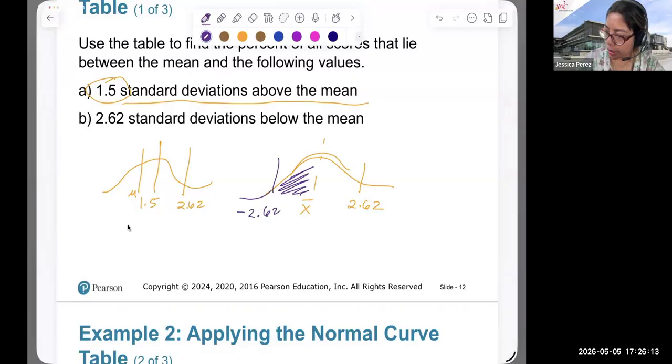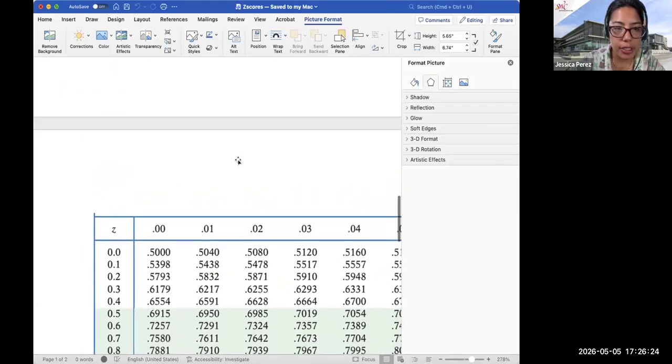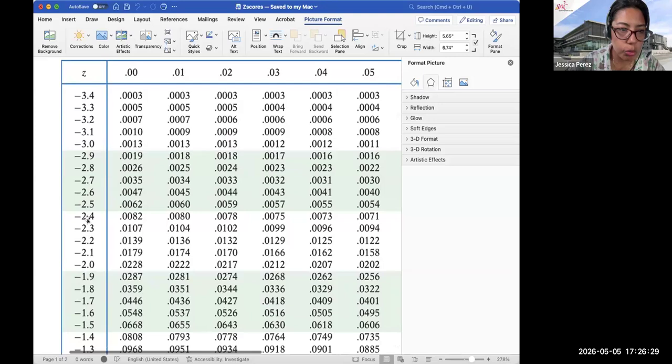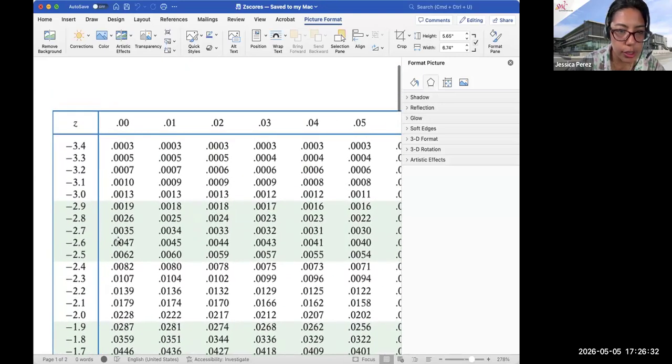So first, we find the area cumulative to the left minus half. So it's 0.500 minus the z-score of negative 2.62, which in the table is negative 2.6 and 2, so that's 0.0042. So then we're going to do 0.500 minus 0.0042, and that's going to give us 0.4958, or roughly 49% of the data.